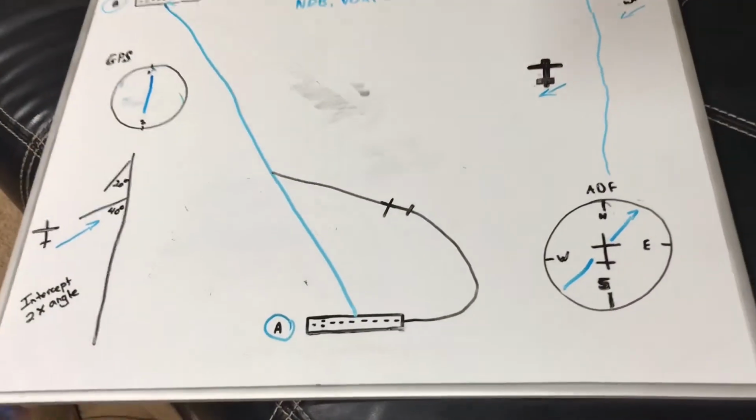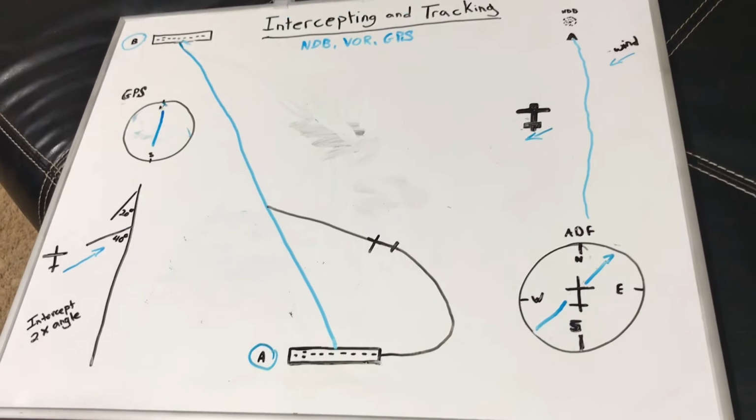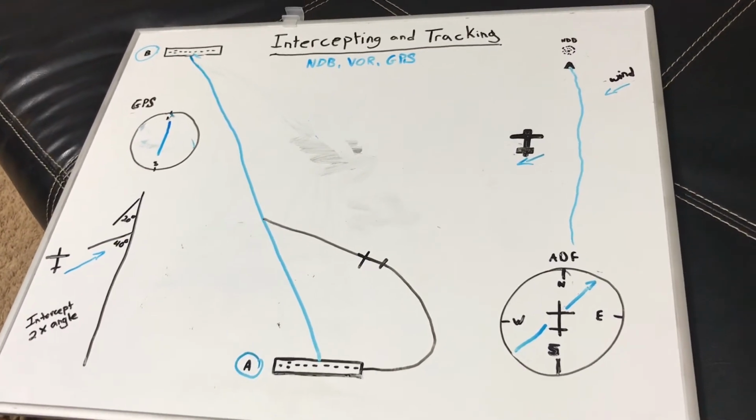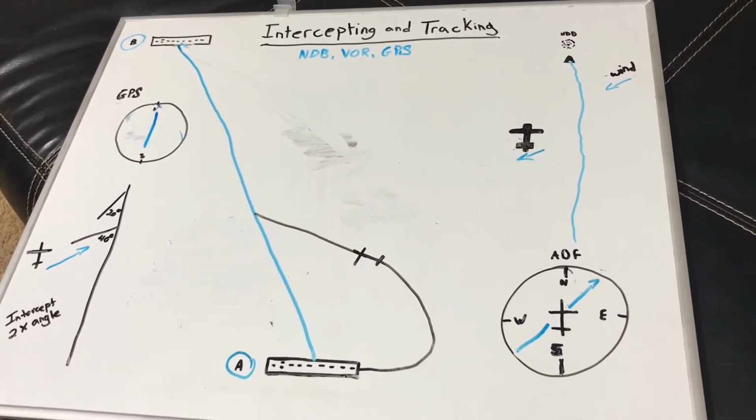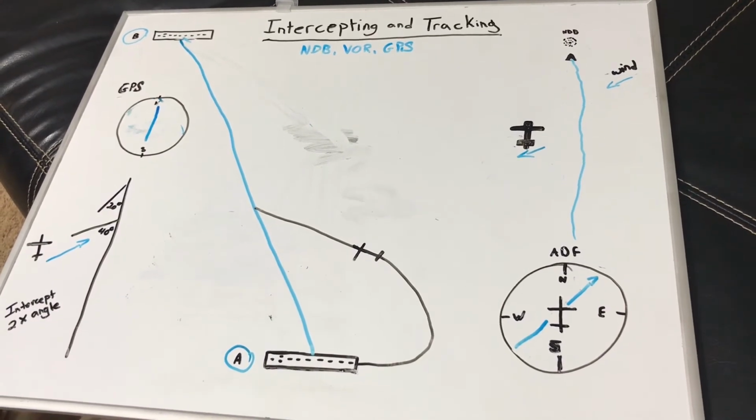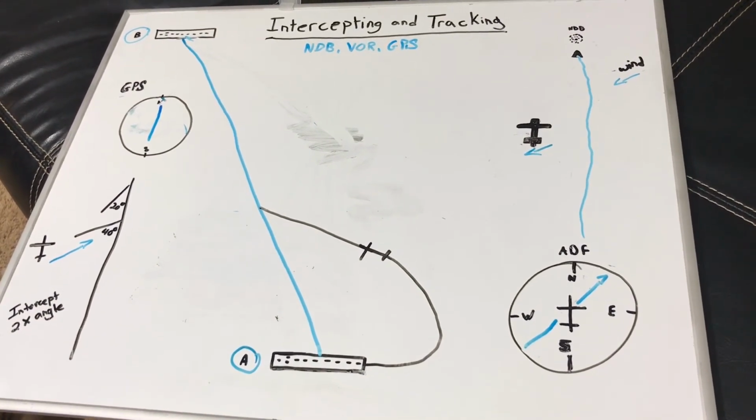So in conclusion, this is a brief overview of tracking and intercepting courses for traditional methods such as NDB and VOR, as well as more advanced and electronic options such as GPS.